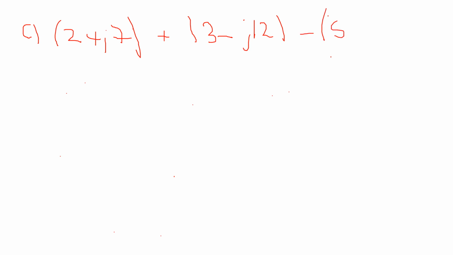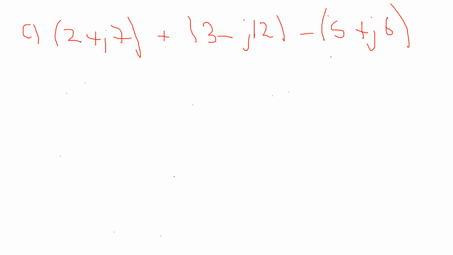So at number C, we also have to simplify. They have given us 2 plus j7 plus 3 minus j12 minus 5 plus j6. Okay, so basically when we are adding or subtracting complex numbers, you just add the real part with the real part and the imaginary part with the imaginary part.